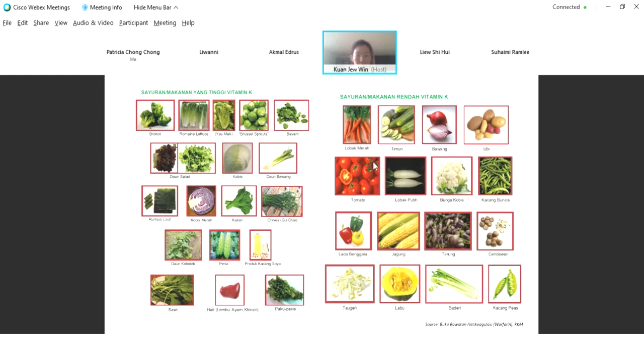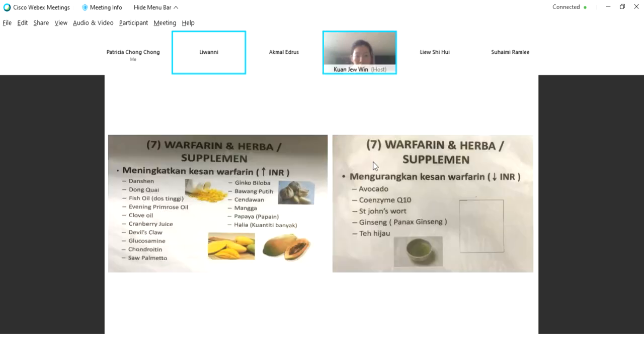Okay, so these are the examples of vegetables and food that are high in vitamin K, and on the other side are the vegetables that are low in vitamin K. And then these are the examples of herbals and also supplements that can interact with warfarin.